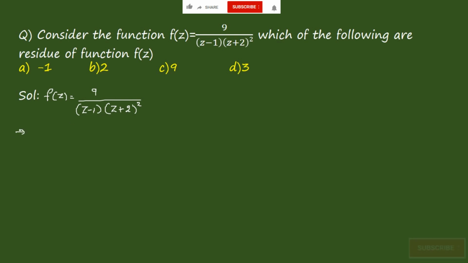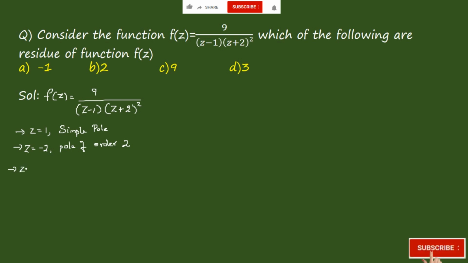When you see the poles, we have two poles. z is equal to 1, isn't it? A simple pole. Now the second one is z is equal to minus 2, isn't it? A pole of order 2, as we have z plus 2 whole square. So we have to find the residue for both of them. Now coming to the first one, z is equal to 1. We find the residue.